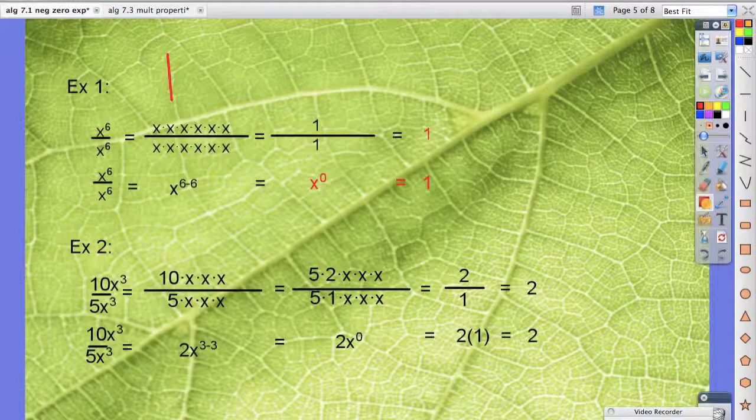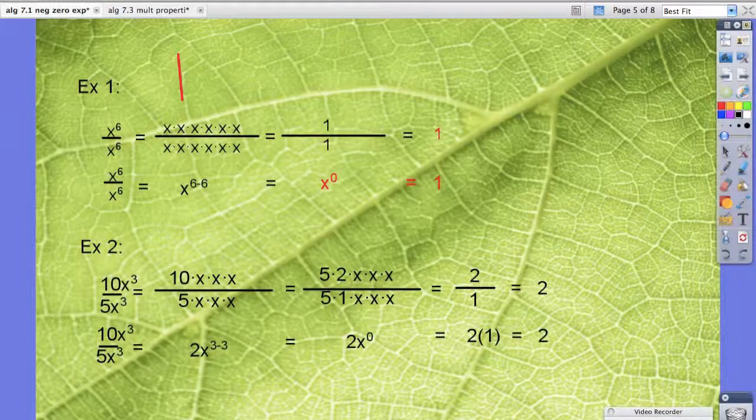So let's try another example 1. This is for the zero exponent rule. And this should explain why anything raised to the 0 power equals 1. So we have x to the 6th divided by x to the 6th. And you'll notice that all of these things will get canceled out because we have an equal number of x's on the numerator and denominator. So that's equal to 1 divided by 1, which is obviously just 1.